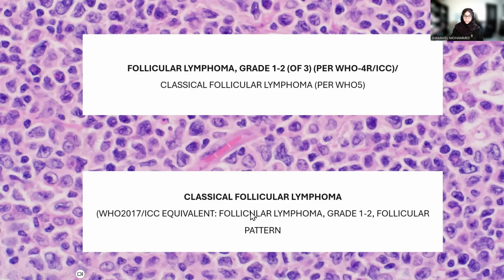Now, another way to approach it is, if your oncologist prefers the 5th edition classification, you would say classical follicular lymphoma, but it's always advised, and I heard it from many experts, to give them both classifications so the oncologist can decide what to do if it really matters to them. For example, if it is a 3A. So for this case, I would say classical follicular lymphoma, ICC equivalent to follicular lymphoma grade 1 to 2, follicular pattern. Now, let's see this next case.